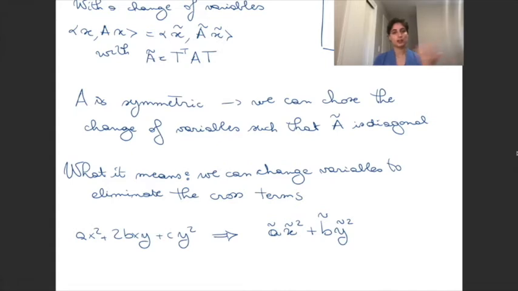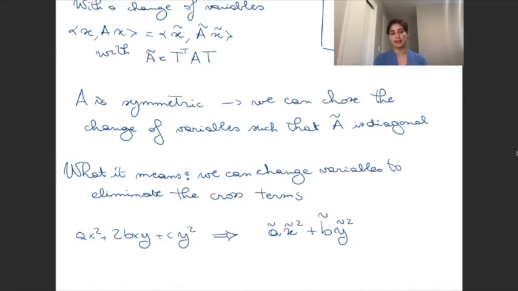So we have done a change of variables. We want to go from A to A tilde. A is symmetric. Then we want to build A tilde to be diagonal. We want to choose the change of variables in such a way that A tilde is diagonal. What it means is that we can make a change of variables that always eliminates the cross terms.